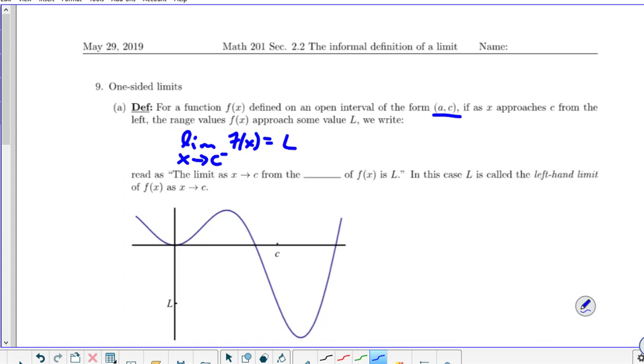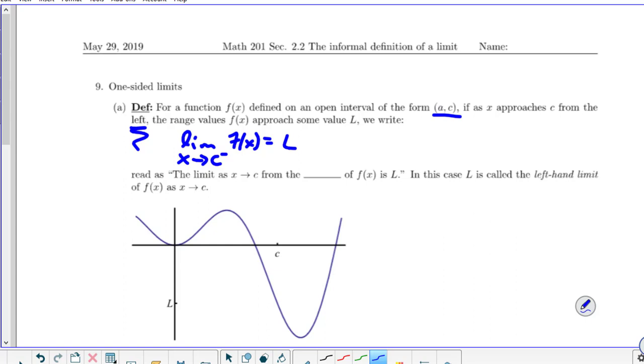This is the same idea as before. We're saying as the x values get closer and closer to some number, in this case I'm calling it c, if as x gets closer and closer to c, the y values get closer and closer to L, then we'll make this limit statement. What's the difference? We are only approaching c from one direction. What direction? From the left. How do I denote that we're approaching from the left? I put a little minus sign up there. That means we're coming from the left.